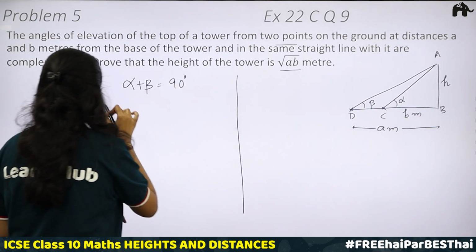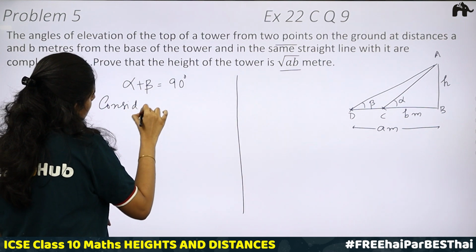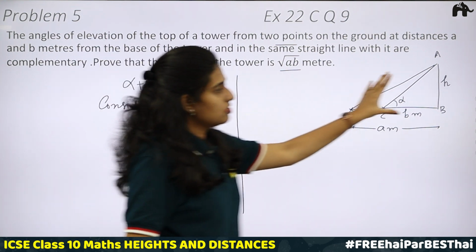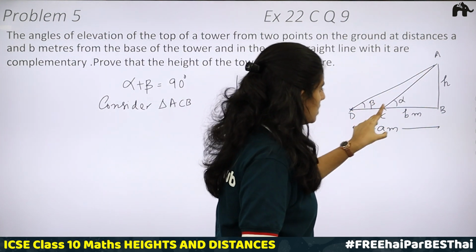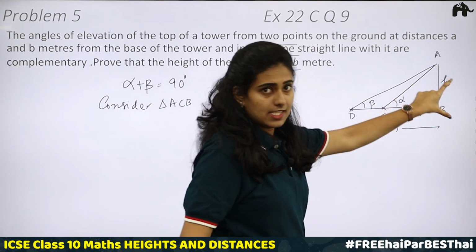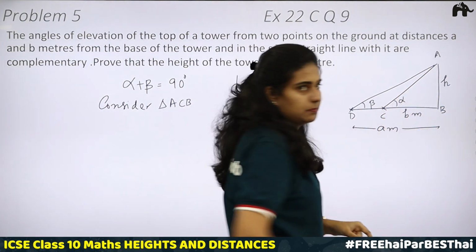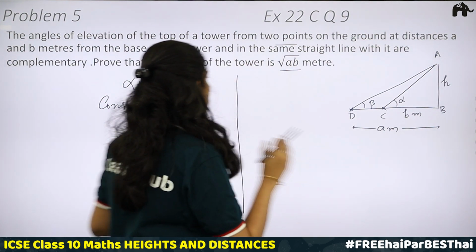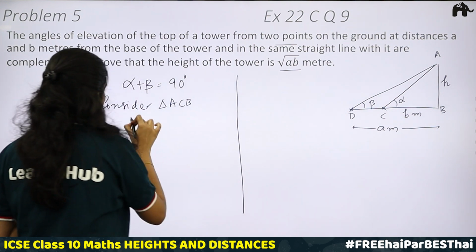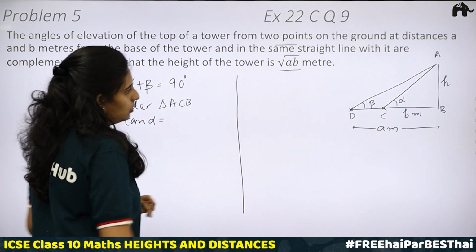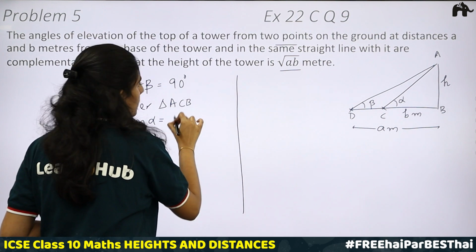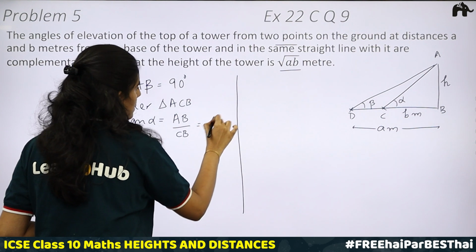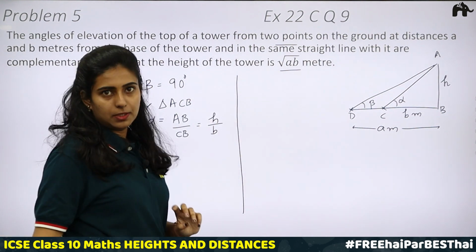Now first consider triangle ACB. When you take triangle ACB, the opposite side to the angle alpha is H and the adjacent side is B. We need H. H is equal to root AB is what we need. When you consider this triangle ACB, we will be having tan of alpha equal to AB divided by CB, and that is H divided by B.